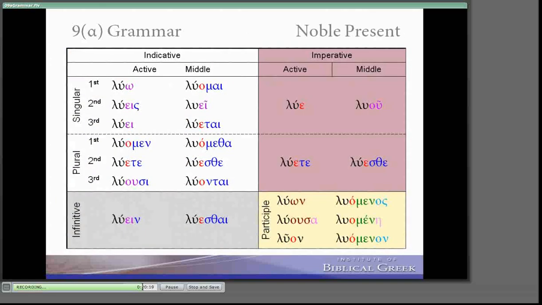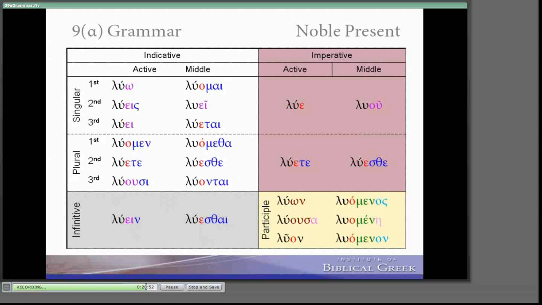Let's go back to our noble root and look at all of the forms we have learned so far. I've organized this chart according to mood. In the top left quadrant, colored white, we have the indicative, both the active and middle forms: luo, luis, lui. And following along the second person rows, on the right side of this chart, we have a reddish quadrant showing the imperatives: lue, luita in the active, and luu, luista in the middle and passive. I have the infinitives in gray on the bottom. Luing is our active infinitive, and luista is our middle passive infinitive.